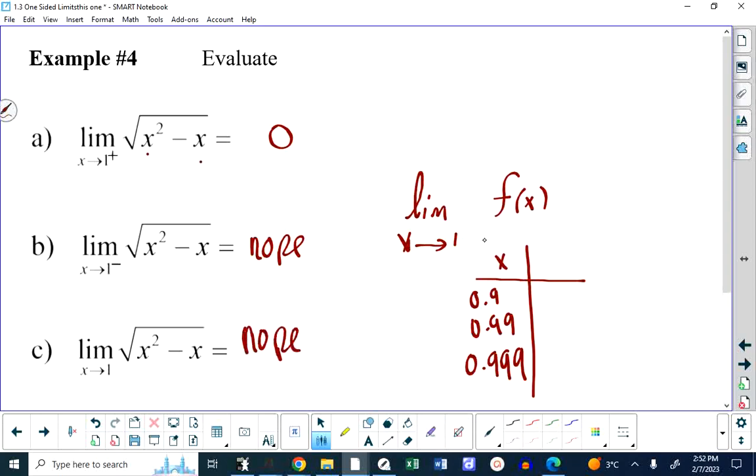Why does this limit not exist? Because the left and right hand limits are two different things. 0 is not the same as nothing.